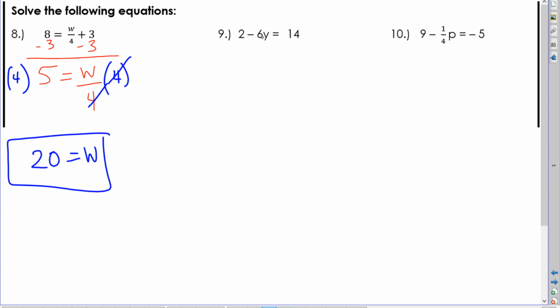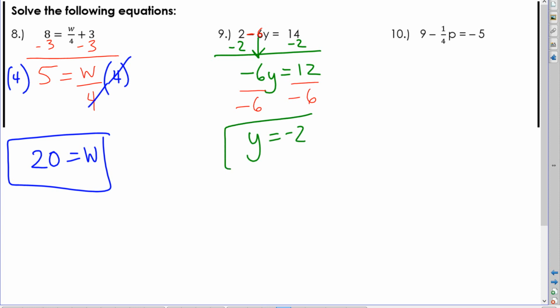Number 9. Here's my variable y. And if I want to isolate y, I need to get rid of this 2 and this negative 6 that I'm multiplying by. So my constant is 2. Remember, this negative sign belongs to 6, not to 2. So the opposite of 2 would be subtracting 2. And then when I bring this down, notice I bring down the minus sign with it. And now I'm ready to get rid of my coefficient here, negative 6. And my final answer after I divide is y equals negative 2.